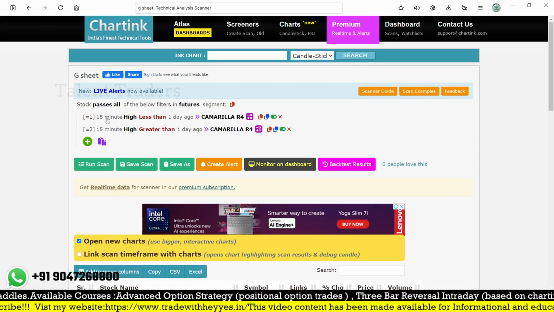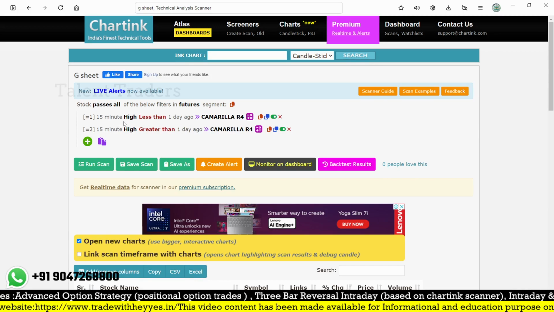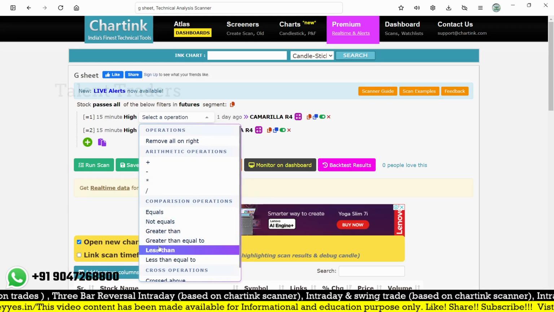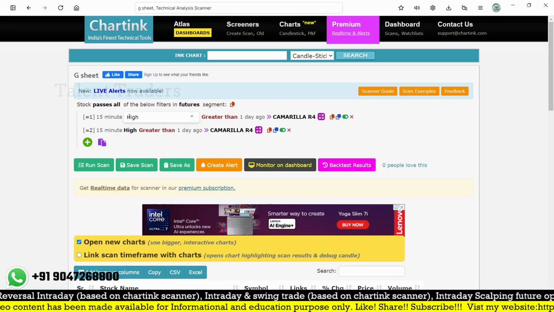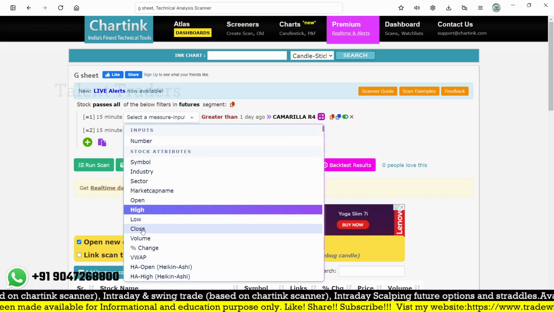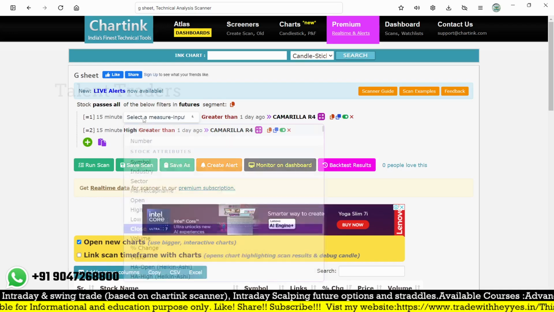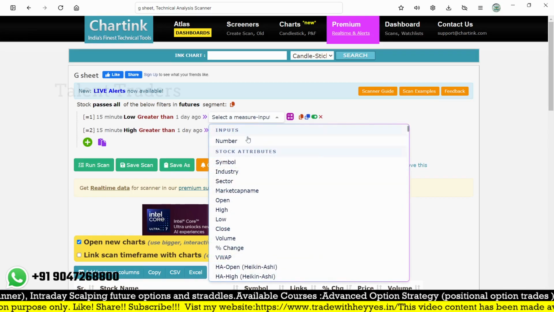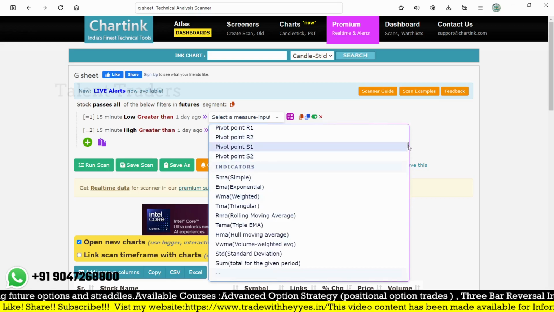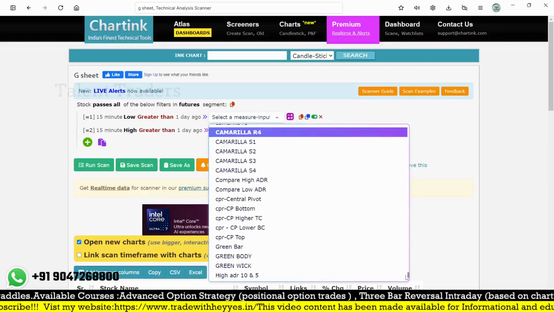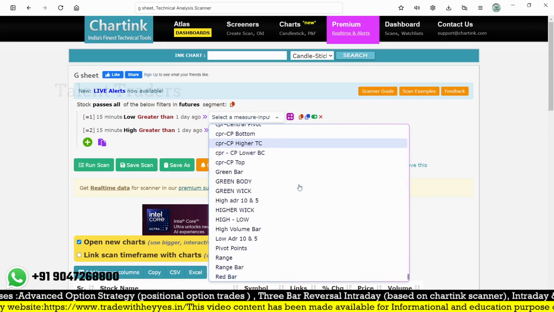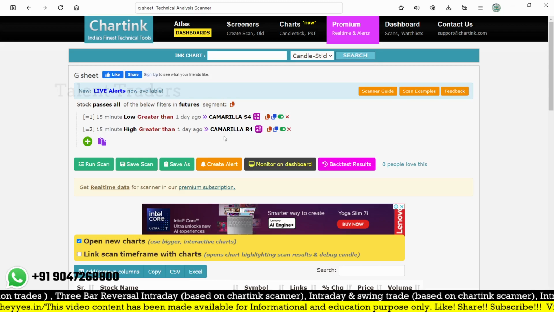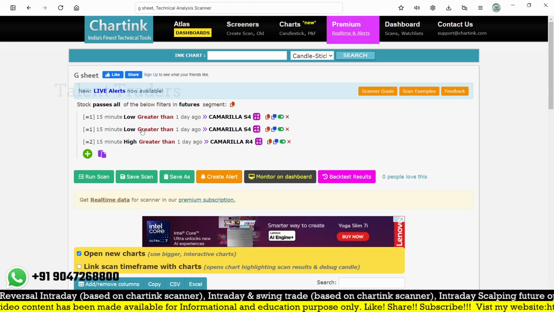one more scanner which I used, S4. I'll tell you, it must be greater than here, it must be low. In the next video I will make a dashboard for this, and it will help you find out Camarilla S4. It's a customized indicator which is not available by default. Camarilla and ADR are all customized ones. Camarilla S4, so let me copy this.